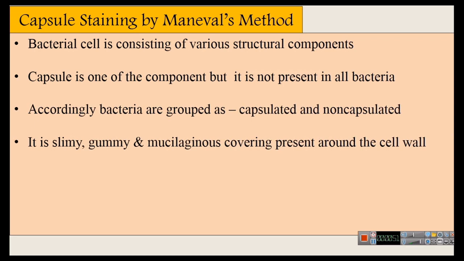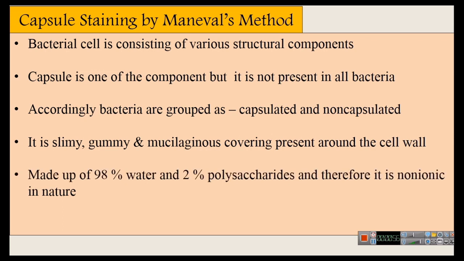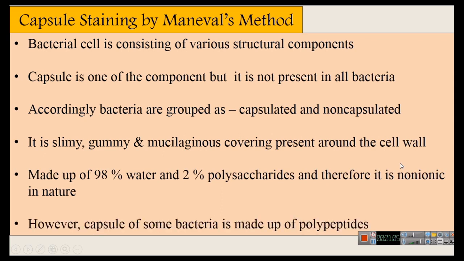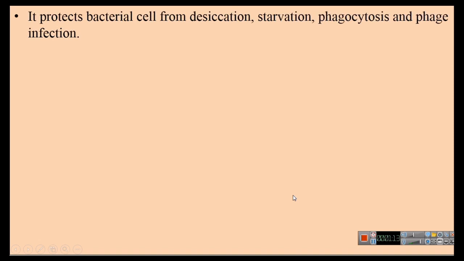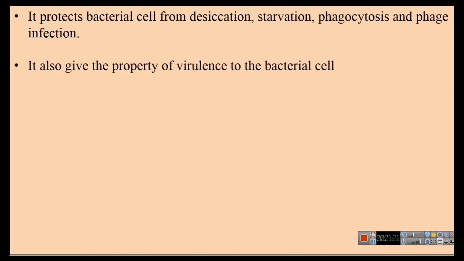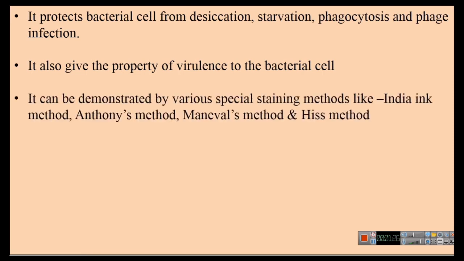Capsule is a slimy, gummy and mucilaginous covering present around the cell wall. It is made up of 98% water and 2% polysaccharides, and therefore it is non-ionic in nature. However, the capsule of certain bacteria is made up of polypeptides. Capsule protects the bacterial cell from desiccation, starvation, phagocytosis and phage infection. It also gives the property of virulence to the bacterial cell. That means capsule increases the pathogenicity of the organism.